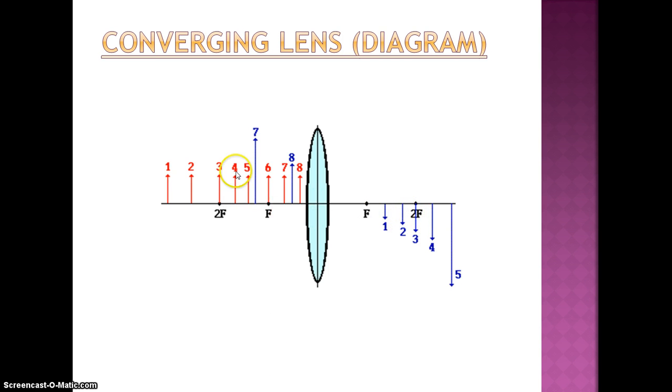Now, for the fourth and fifth objects, they are both placed within the focal length and twice the focal length. When they are shown through the lens, they are both magnified, which means bigger.